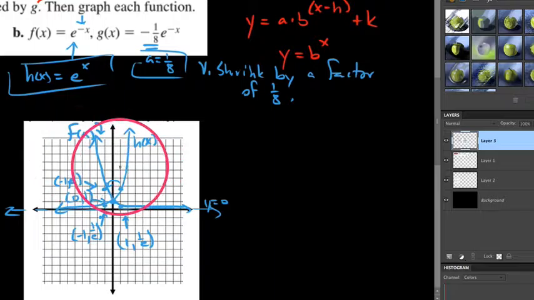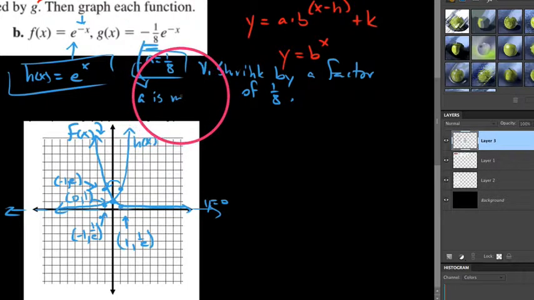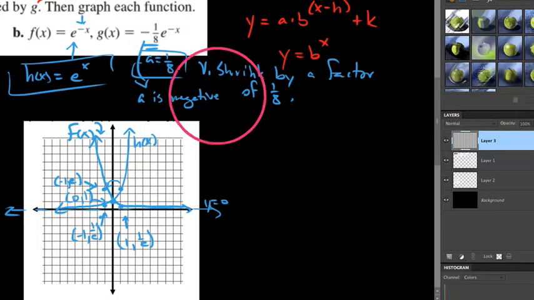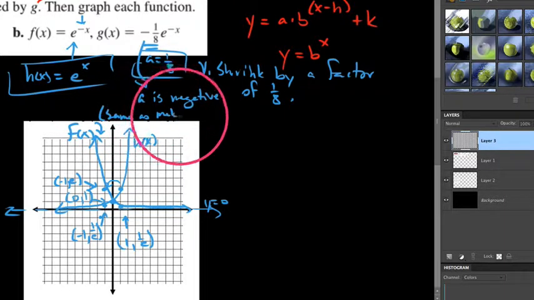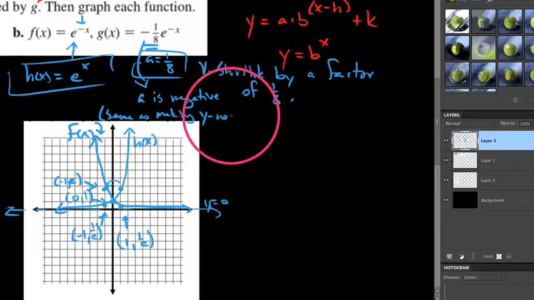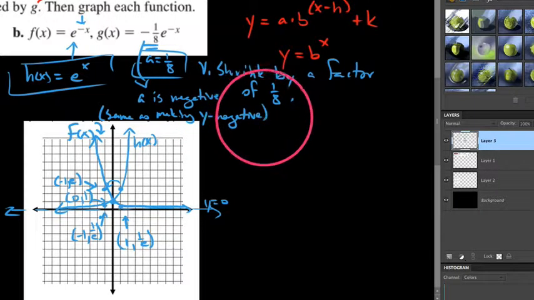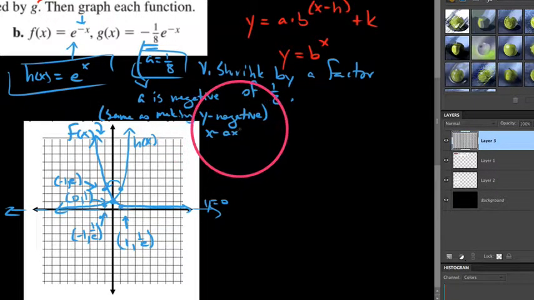And so for f of x, what you can see is this graph of e to the -x, so our e to the x function reflected over the y-axis. So here's e to the x, here's e to the -x, decay. We're going to take everything here times 1/8. And also what I want you to notice is that a is negative here. And so because a is negative, this is the same as making y negative. And so what do we know about making y negative? It is an x-axis reflection.